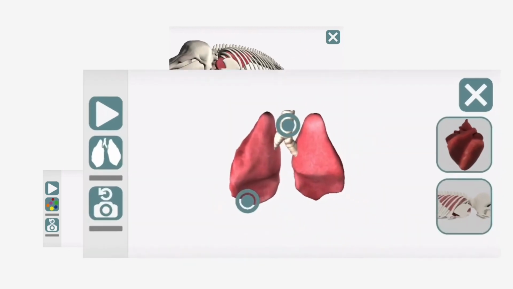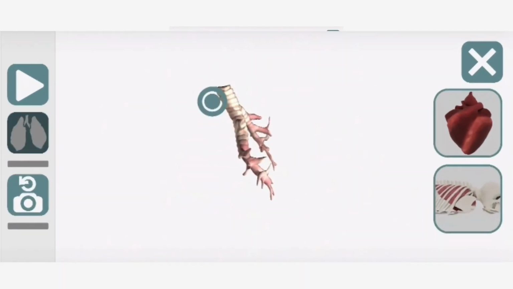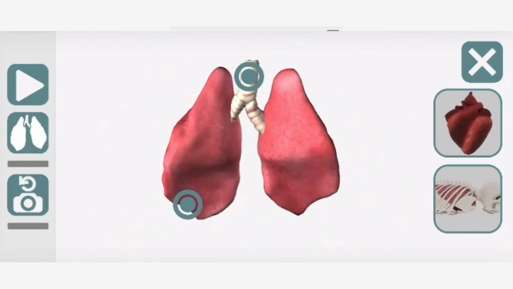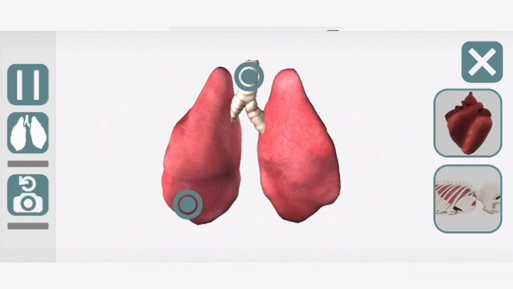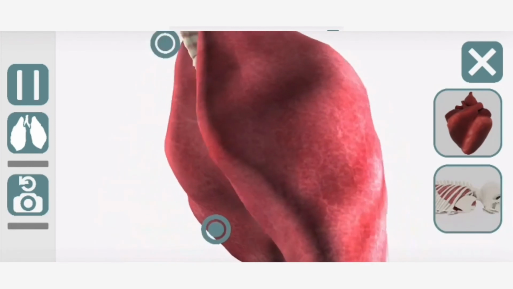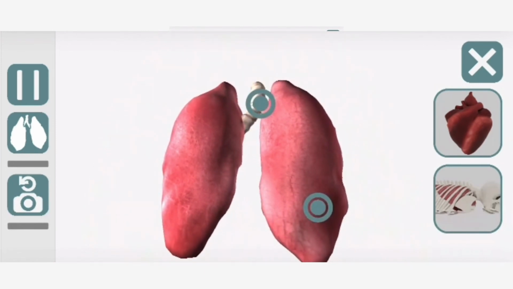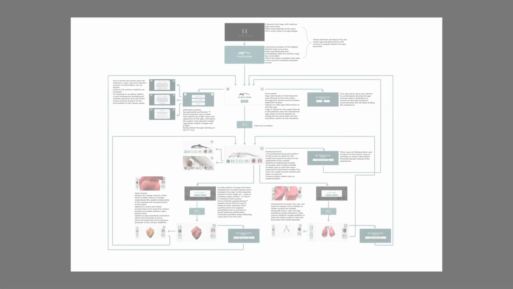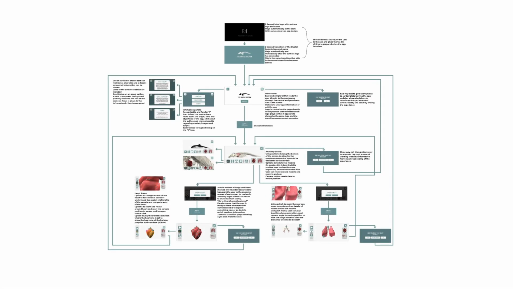Now let's look at the lungs. The lung scene has options to toggle on or off the lungs to look at the bronchial tree, or it has two interest points with descriptions, histology, animations and images. I put a lot of effort into making the UI incredibly intuitive, and I am really proud of the results of this project.